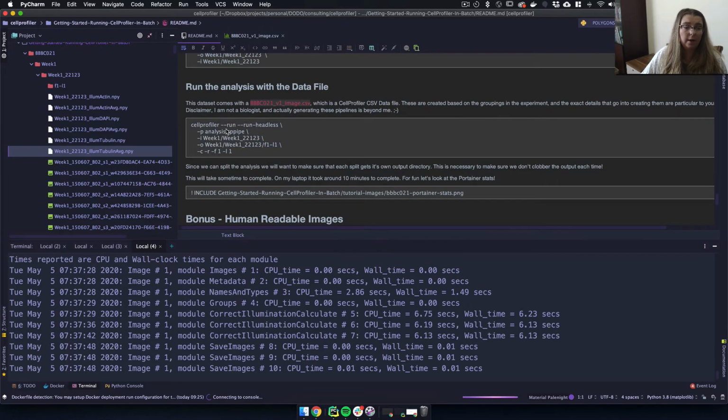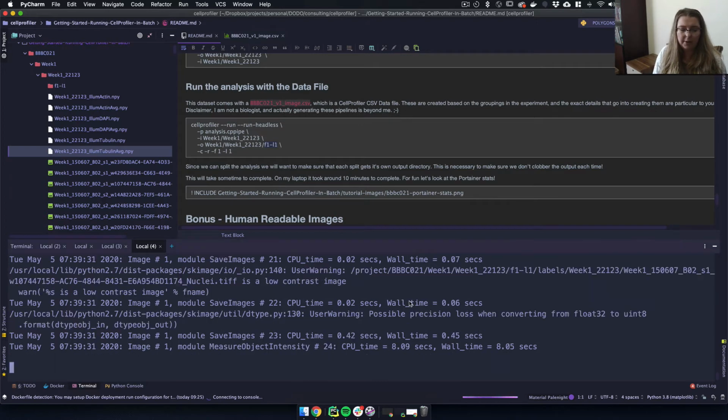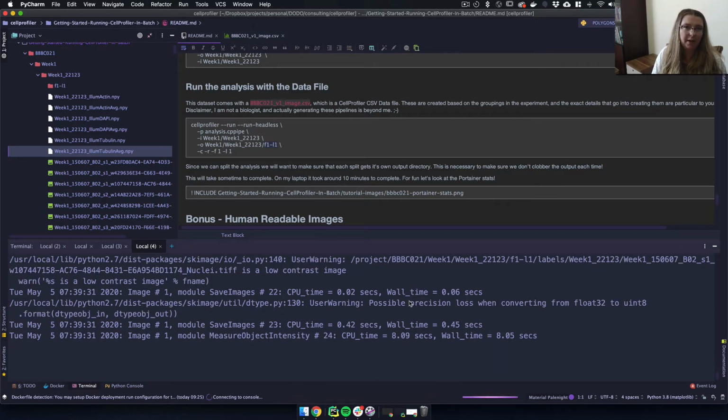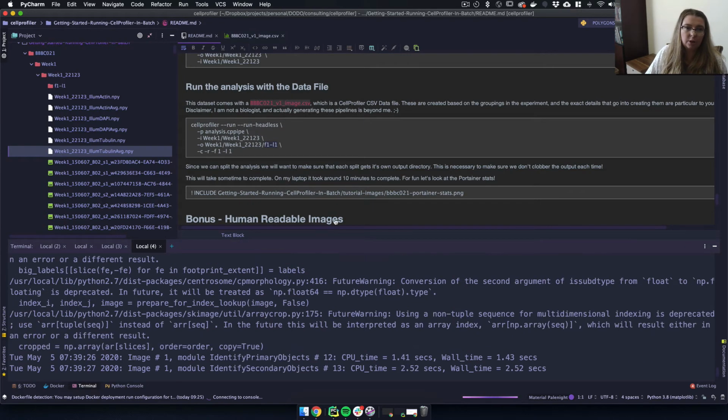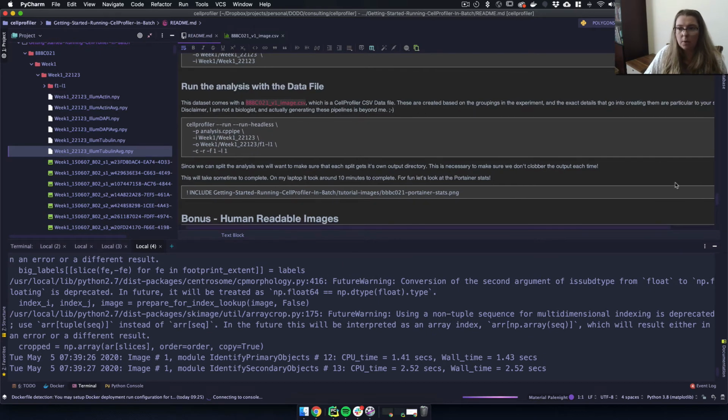All right, so now what I'm doing is I am saying run the analysis. This is the input. The input is our week 1 data, week 1 underscore 22123. And the output is this week 1 underscore 22123. And then I'm also giving an output per batch. That is because you don't want CellProfiler to overwrite files and clobber each other. I think whether or not it does that probably depends on the analysis steps that you're taking, but just to be safe, this is how I'm doing things.